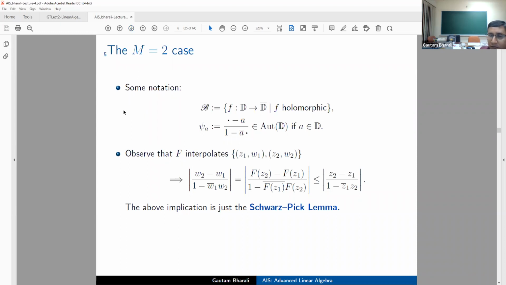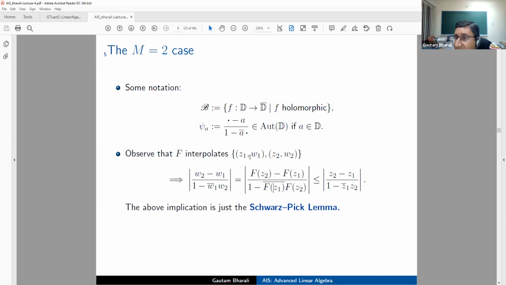Okay, so now, if there is a holomorphic map that carries Z1 to W1 and Z2 to W2, then the modulus of (W2 minus W1) divided by (1 minus W1 conjugate W2), this absolute value, because I am assuming that f of Z1 is W1 and f of Z2 is W2, is exactly equal to the middle term that I have written. And the Schwarz lemma says that this middle term is less than or equal to the modulus of (Z2 minus Z1) upon (1 minus Z1 conjugate times Z2).